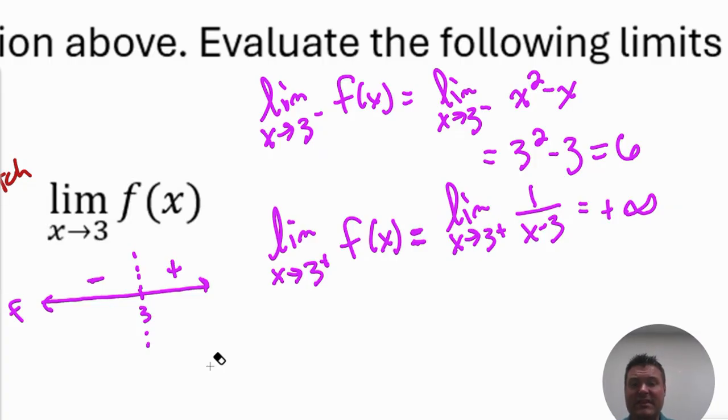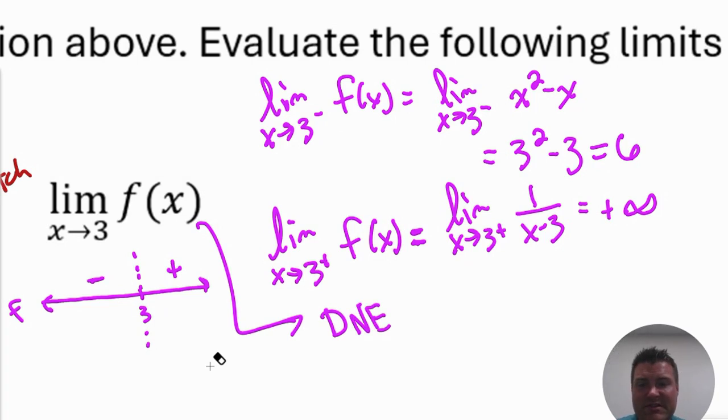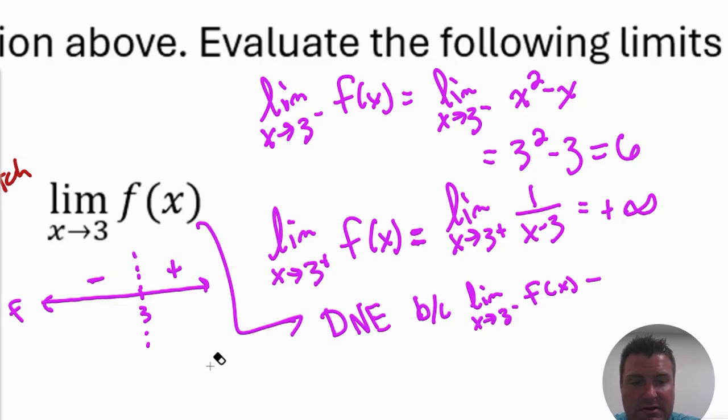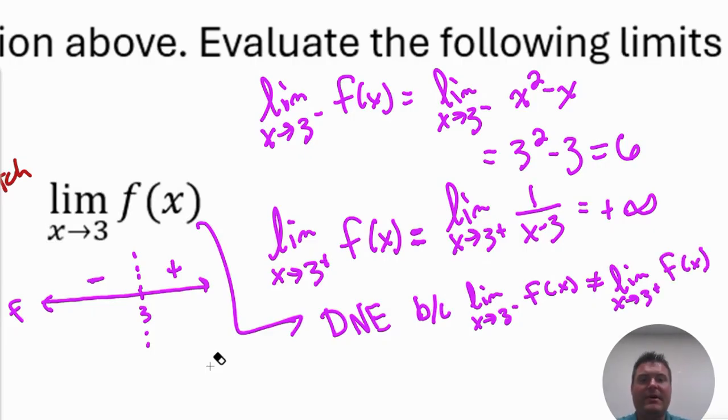Now, since the limit as 3 to the left and 3 to the right do not equal, this right here is a solution of does not exist. I write DNE for does not exist, and I'm going to just real quickly wrap this up nicely. That is because the limit as x approaches 3 to the left of this f of x does not equal the limit as x approaches 3 to the right. And that is going to wrap up this video.